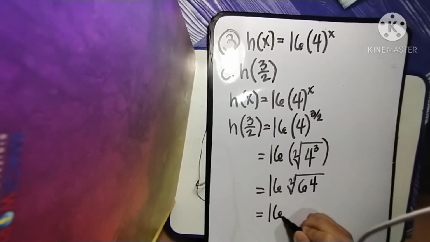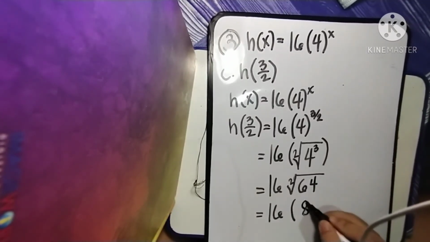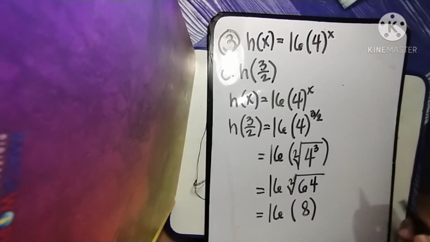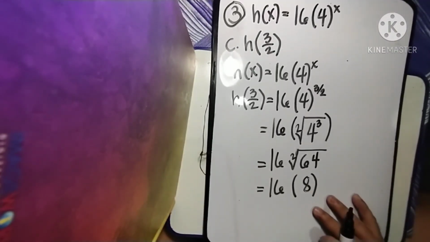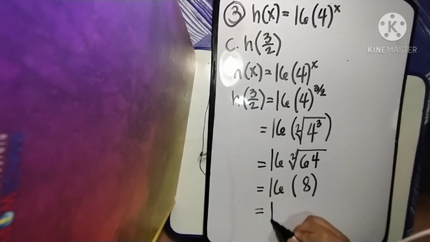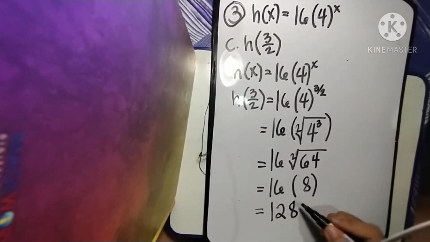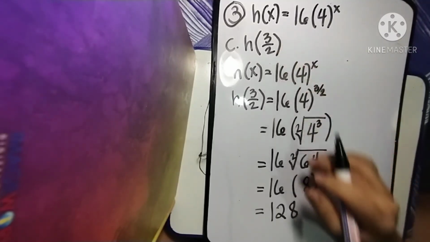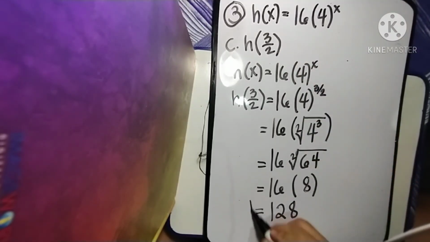So copy the 16. Then 8 is the square root of 64. Then multiply. Okay. 16 times 8 is equal to 128. So therefore, if x is 3 halves, then the value of the function is 128.